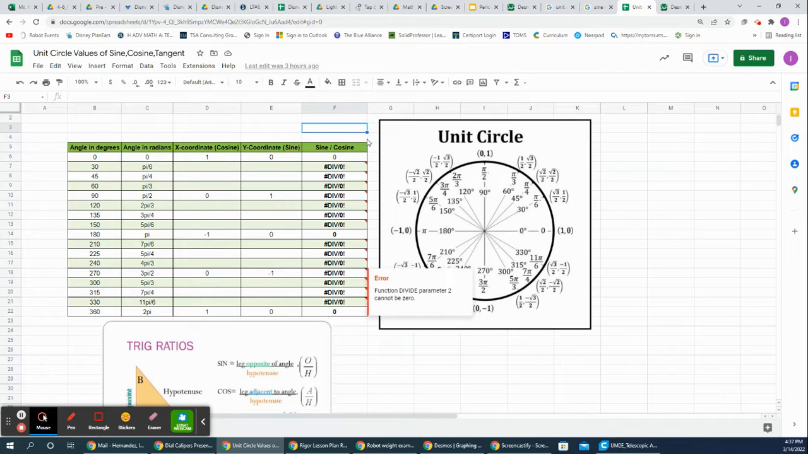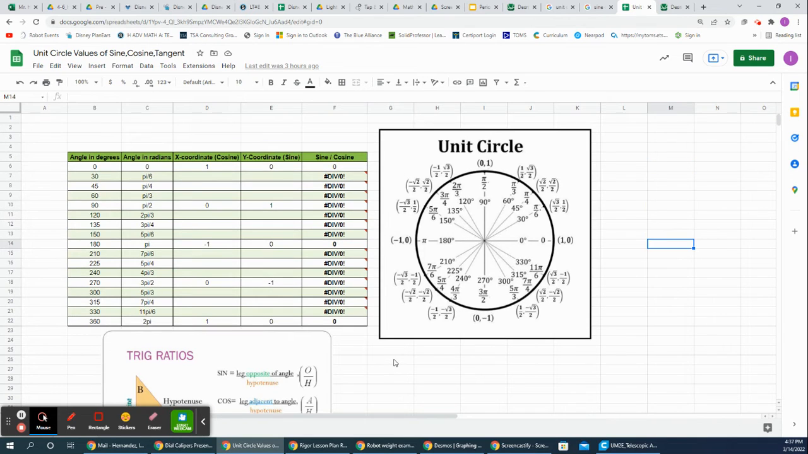All right, so I'm going to give you this template that you are going to use to start generating the values for tangent. Okay, so we've been graphing cosine using the unit circle. We also graphed sine, right, using the unit circle. But what about tangent, right? What about tangent?